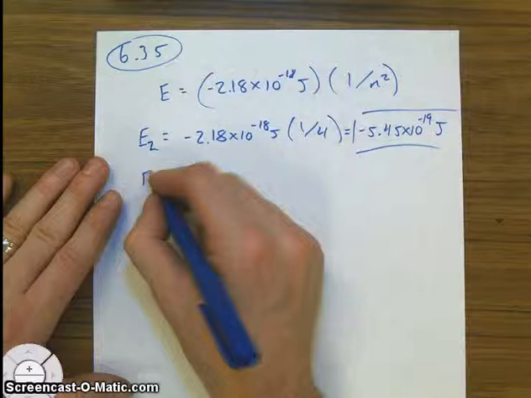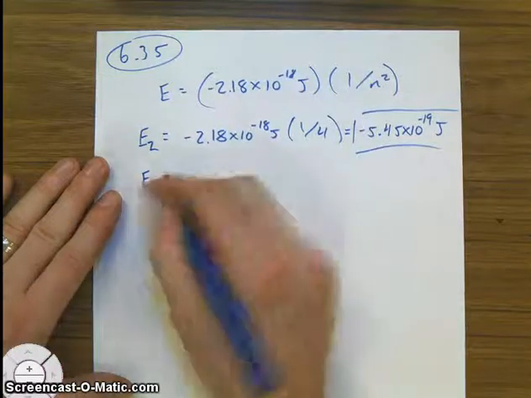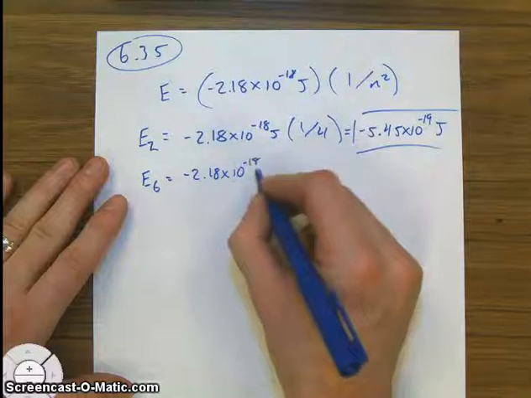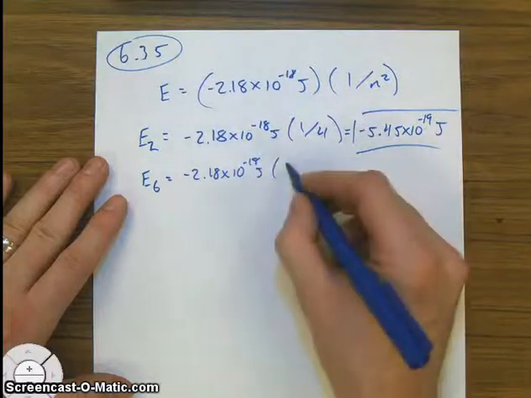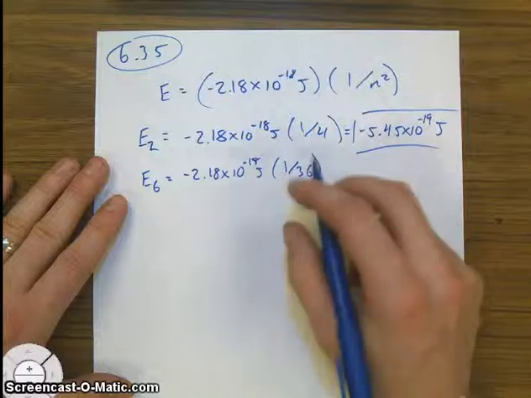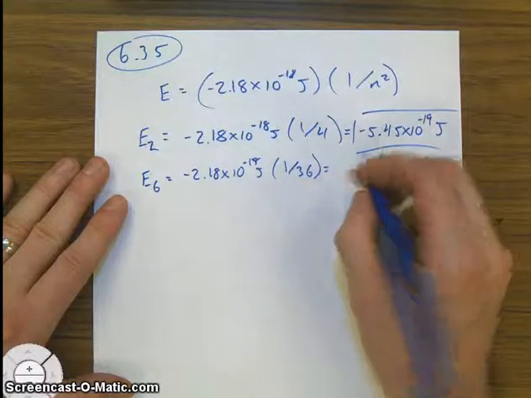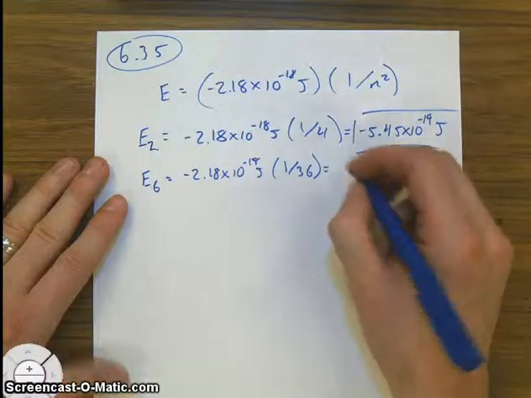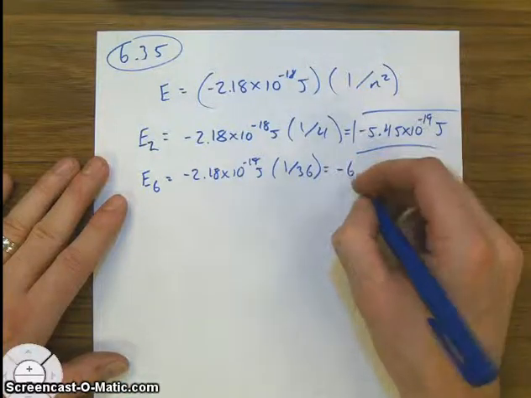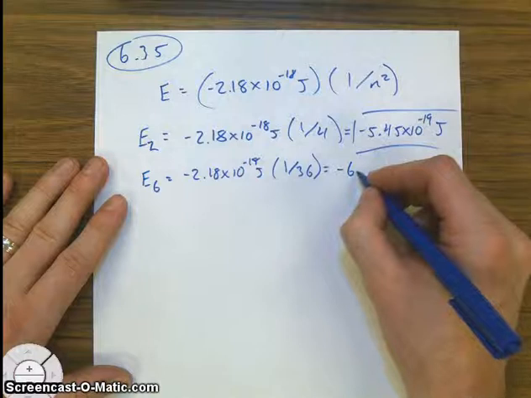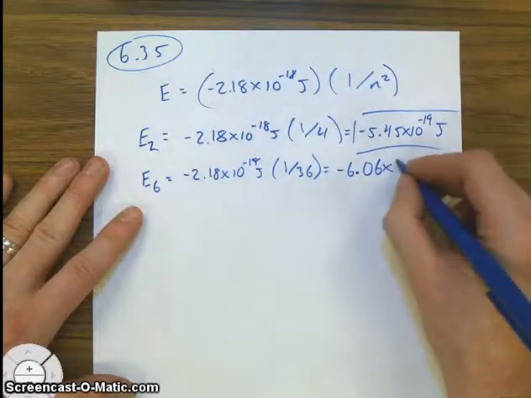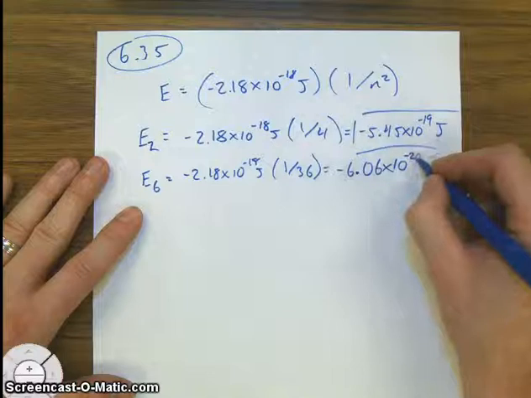The second energy level is energy level 6. It's the same step as the previous one, using the same equation. But this time we're multiplying it by 1 over 6 squared, which is of course 36. When we do the math for this one, we end up with negative 6.06 times 10 to the negative 20th joules.